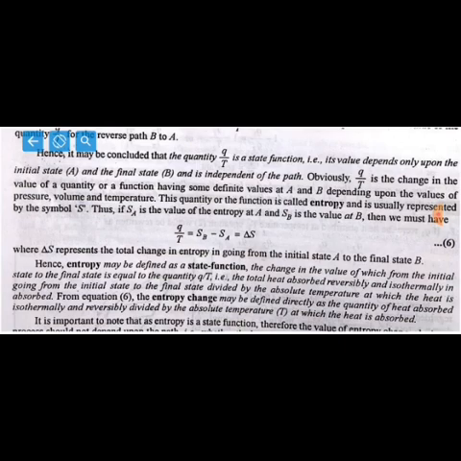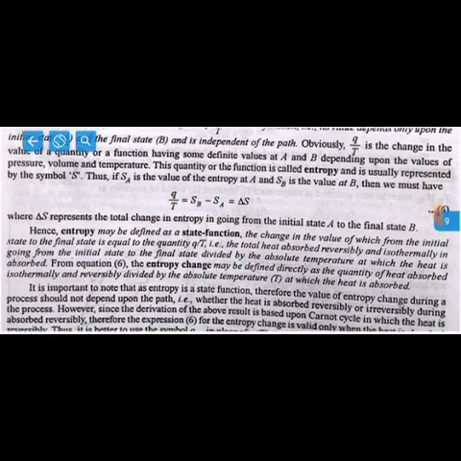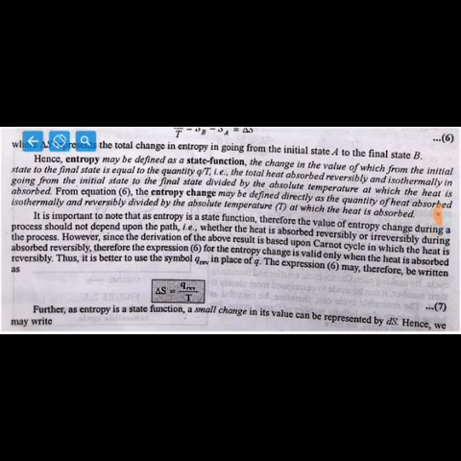Thus, if SA is the value of the entropy at A and SB is the value at B, then we must have Q/T = SB - SA = ΔS, where ΔS represents the total change in entropy in going from the initial state A to the final state B. Hence, entropy may be defined as a state function, the change in the value of which from the initial state to the final state is equal to the quantity Q/T, that is, the total heat absorbed reversibly and isothermally in going from the initial state to the final state divided by the absolute temperature at which the heat is absorbed. From equation 6, the entropy change may be defined directly as the quantity of heat absorbed isothermally and reversibly divided by the absolute temperature T at which the heat is absorbed.